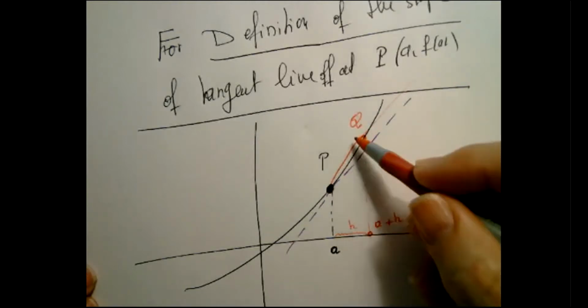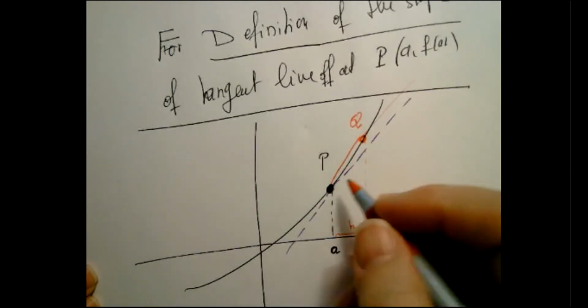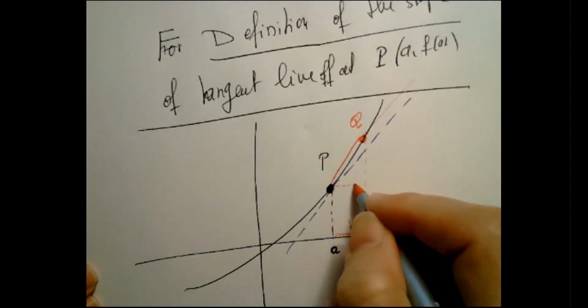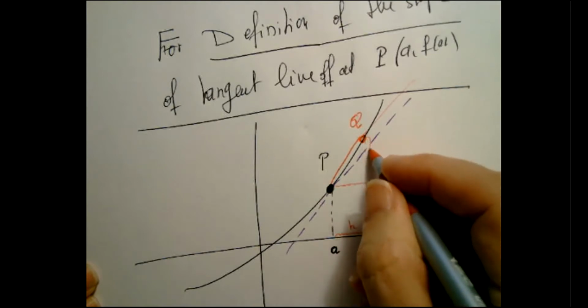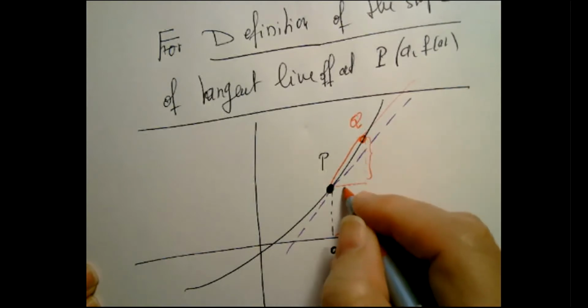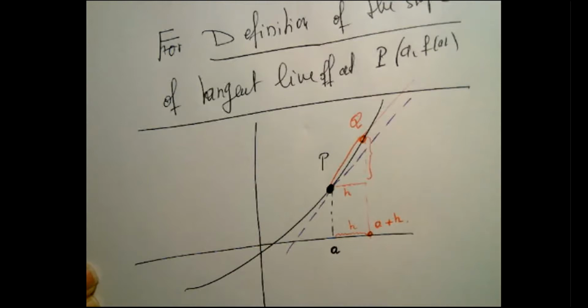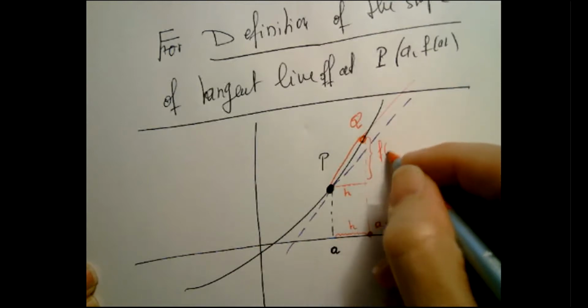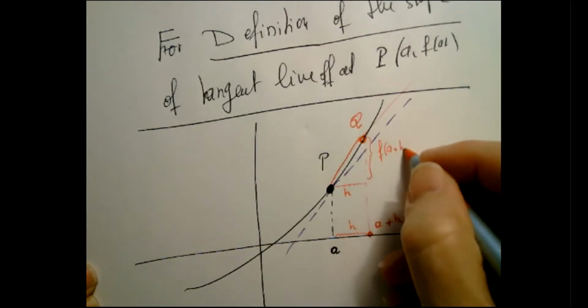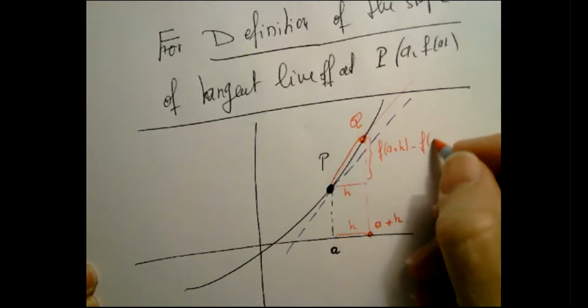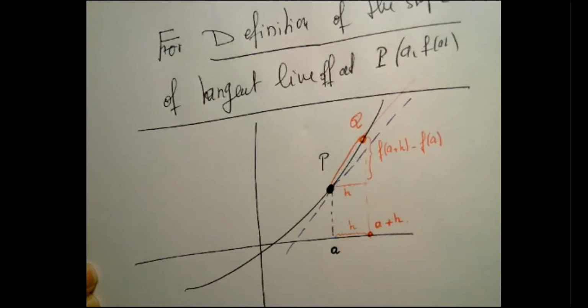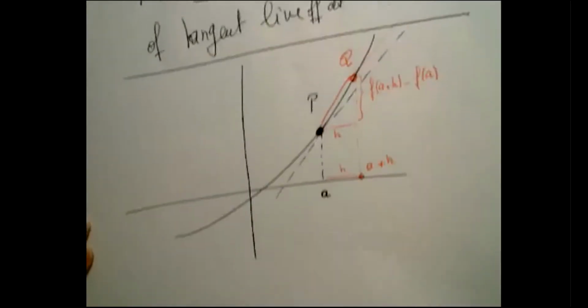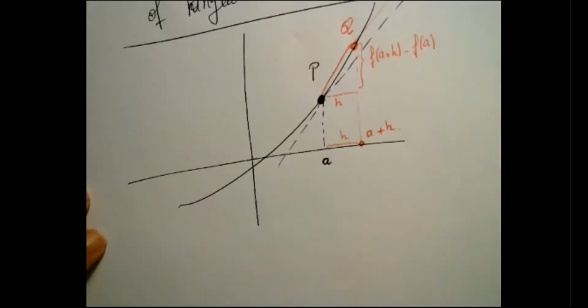So H is a little bit that I'm going to add to A, and I'm going to compute the slope of PQ. So what's the slope of PQ? Okay, this is the picture that we've seen. From here to here, it's H. That's the run, and that's the rise. It's the change in F: F of A plus H minus F of A. And this is the little h. So the slope of my line PQ is what?